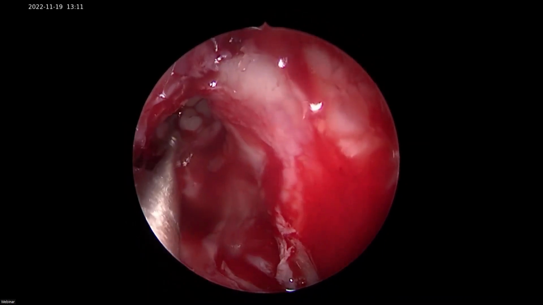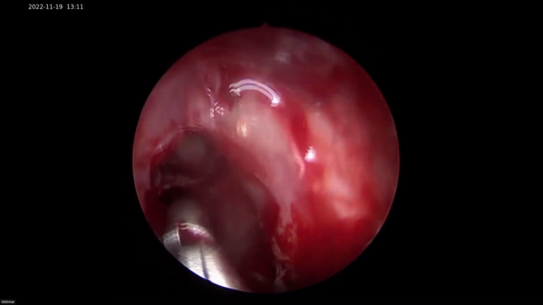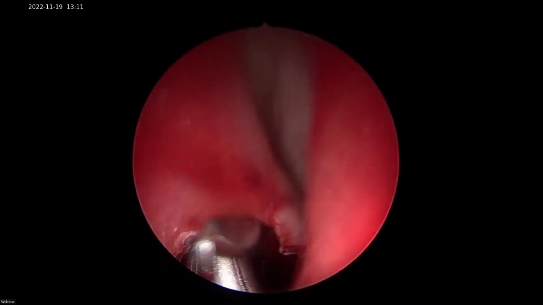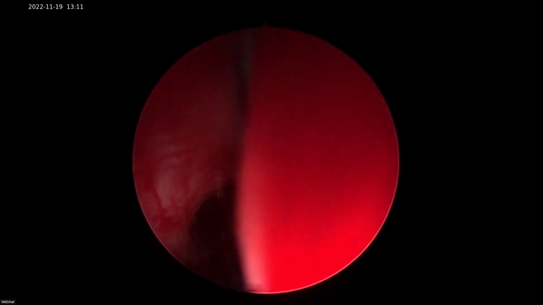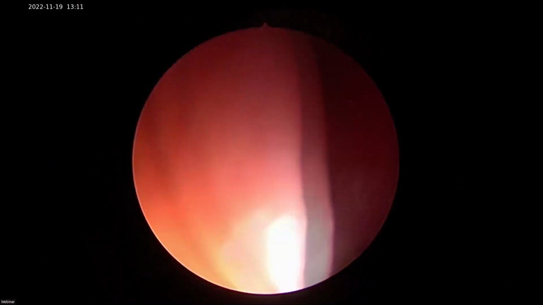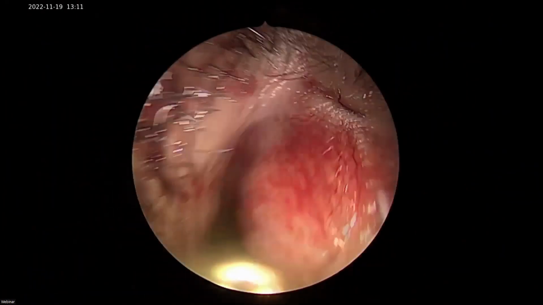नहीं 70 तक तो प्रॉब्लम है ना. Visualization is good, but instrumentation is difficult. 70 visualization is good, but instrumentation is difficult, no? No, I am able to do the instrumentation also, but my instruments are not reaching there.